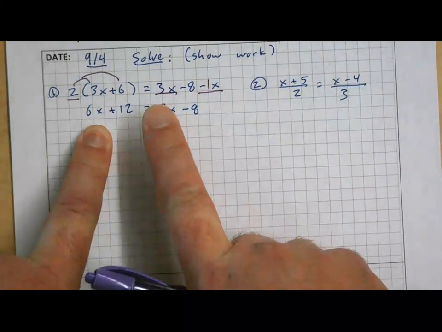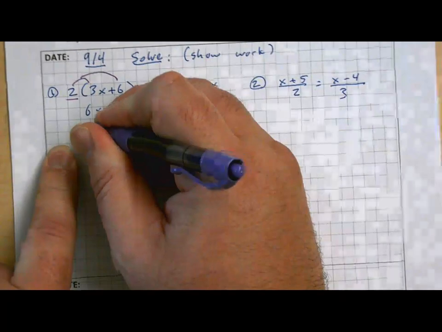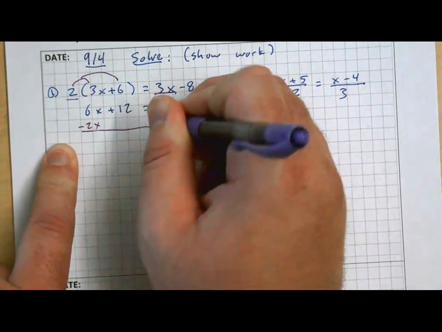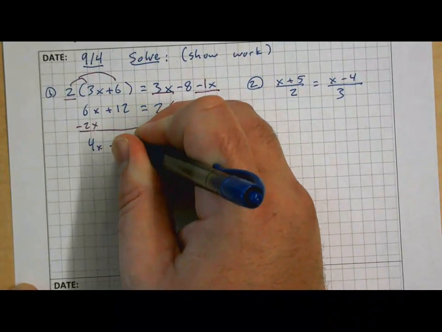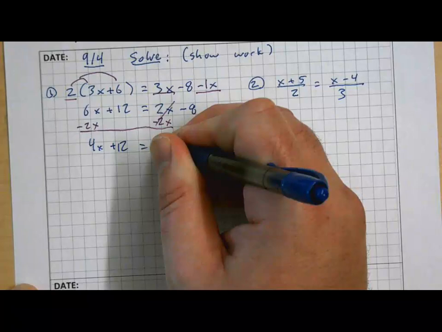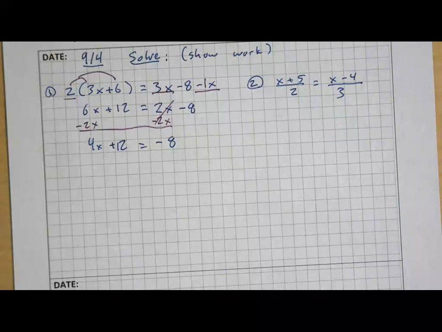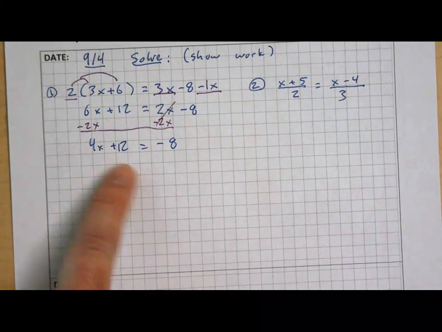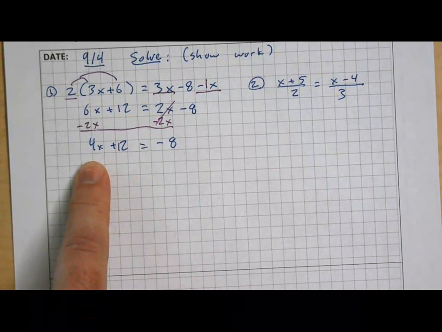I'm going to choose to get rid of one or the other. It doesn't really matter, but I'm choosing to get rid of the 2x. So I'm going minus 2x on both sides. That goes away. We get 4x plus 12 equals negative 8. So we're done simplifying here. We don't have any more parentheses. There's no more like terms over here. And there's only x's in one spot. We're ready to solve. Any questions about the simplifying part?